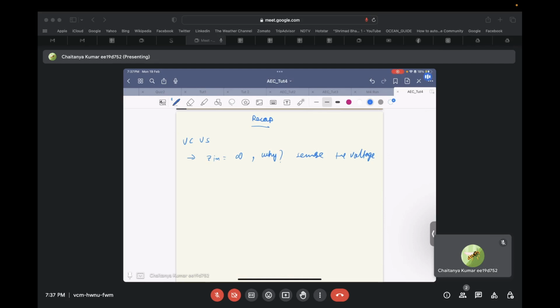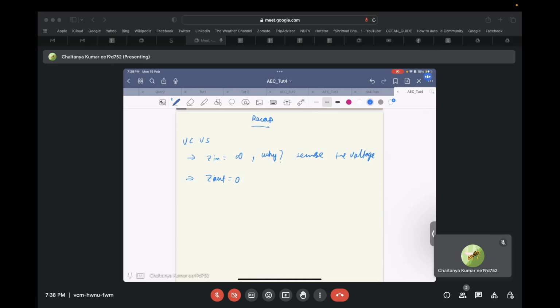So Z in has to be infinity, and the output impedance, Z out, for an ideal VCVS has to be 0. And why? Because ultimately it's a voltage source, and a voltage source ideally should have 0 output resistance, so that if it is connected to a non-zero, finite load impedance, it does not suffer a voltage drop.